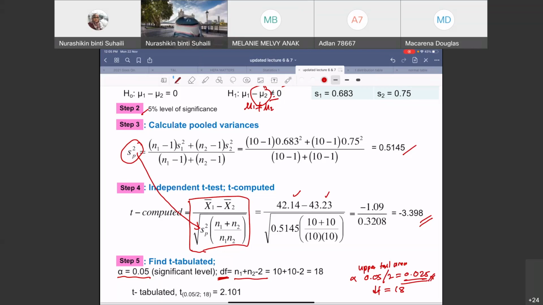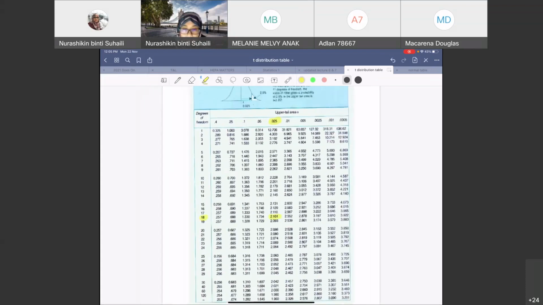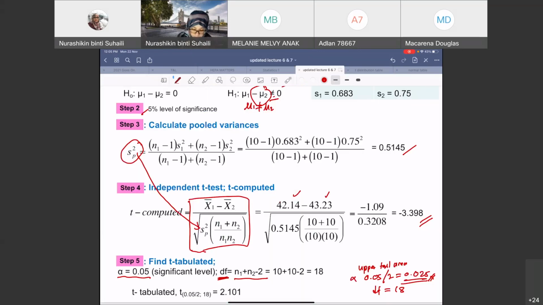So let's have a look at the T table. 0.025, the upper tail area, and then DF just now is 18. So the value that we are looking for is this one. All right, 2.101. So that is T tabulated or T table. 2.101, yeah. So that's how you got this value.